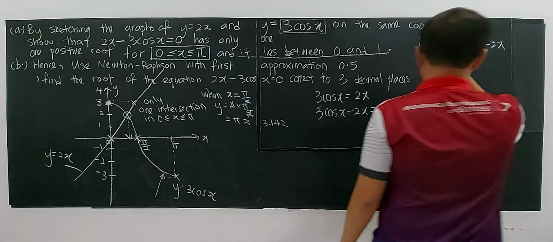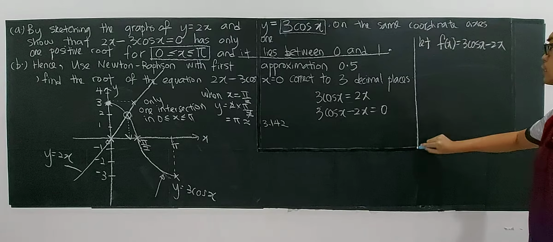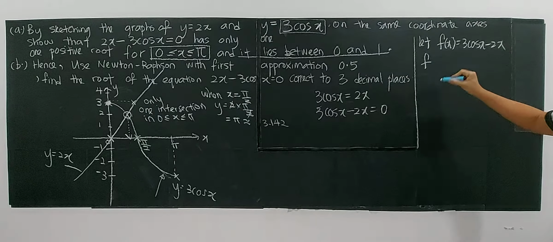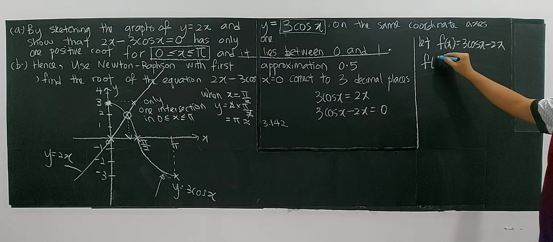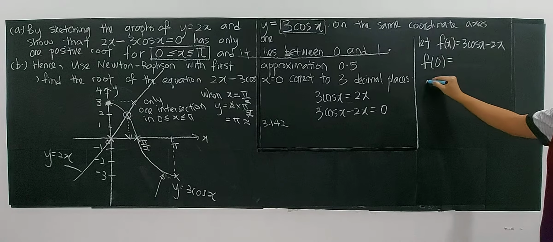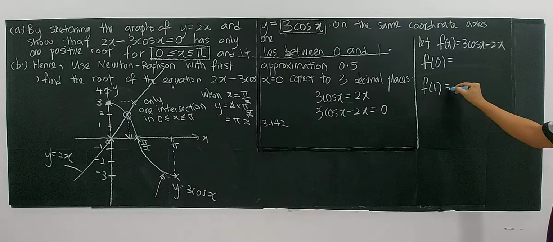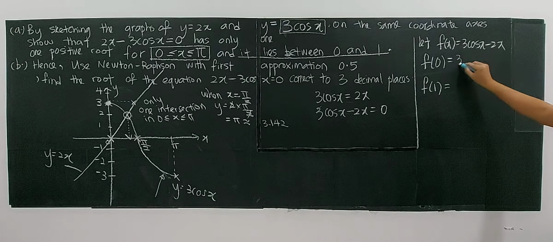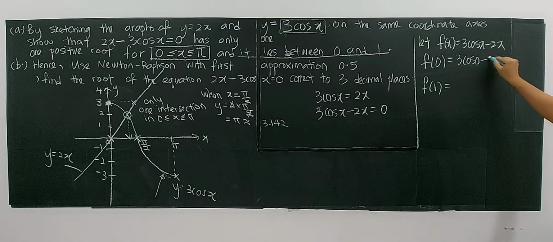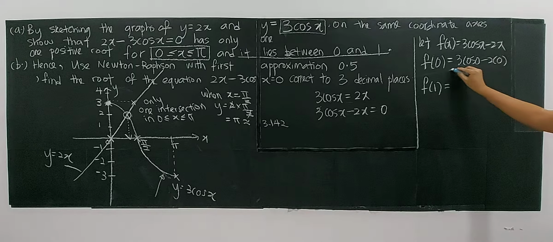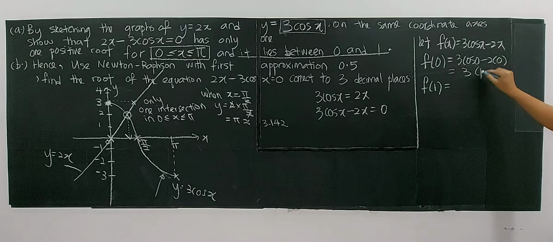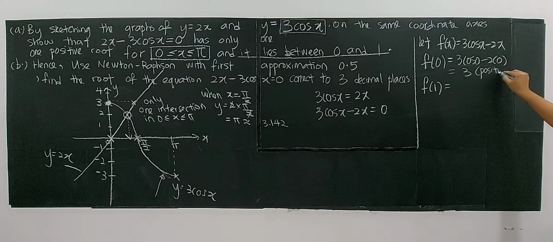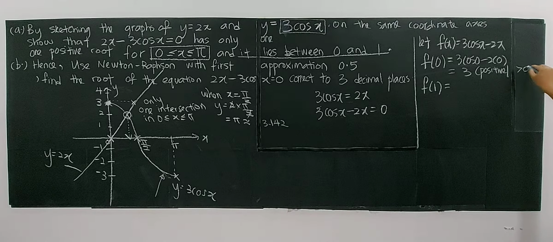Okay, how to verify? I have to use the test, right? The change of sign test. So f0 and f1, I apply the concept. We have 3 cos 0 minus 2 times 0. As you know, cos 0 is 1, so we get 3, which is positive, or we say greater than 0.